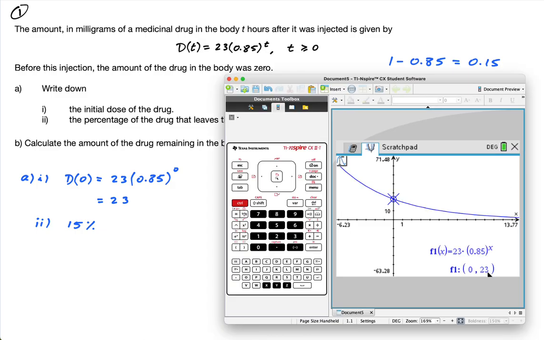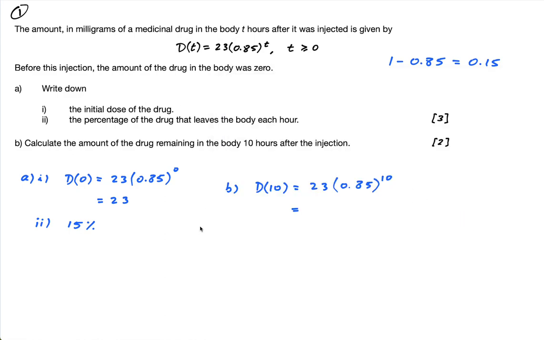You can, again, guys, use this. Look, if I just type in 10, it gives me 4.5281, or 4.53 milligrams, mg. Okay, that's question 1.